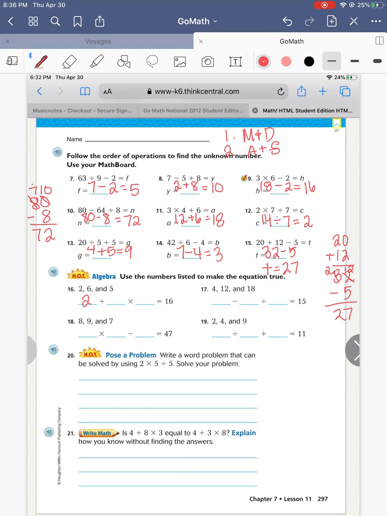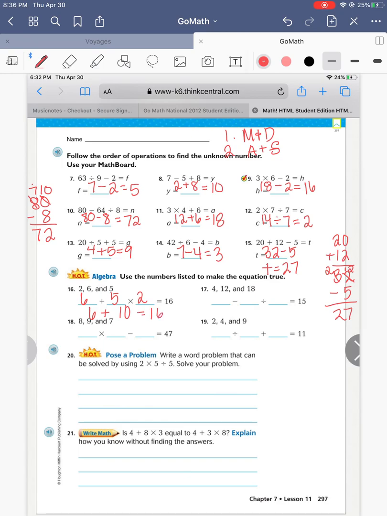Let's put the 2 there, and a 6 here, and a 5 here. So then I have 6 times 5, which is 30. 2 plus 30 is 32. So that is way too much. That won't work either. So let's put 6 first, and then 5, and then 2.